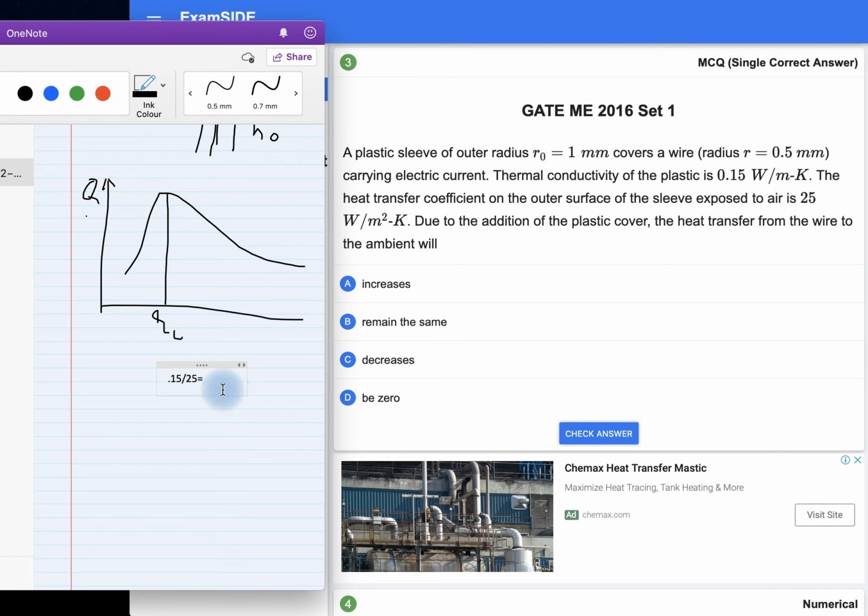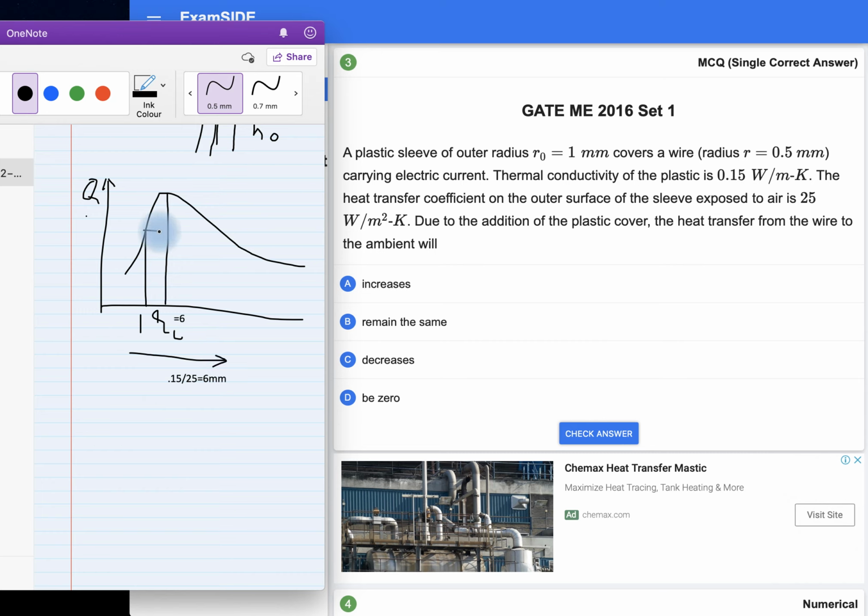Or equal to 6 mm. So this critical radius is how much? Is equal to 6 mm. Now my wire radius is how much? 1 mm. So it will be around at this point, 1 mm is around here. So I need to add more insulation to reduce the heat loss.